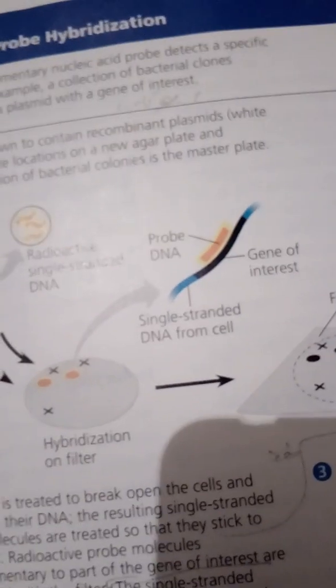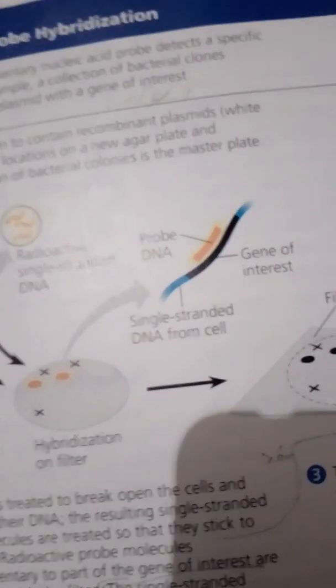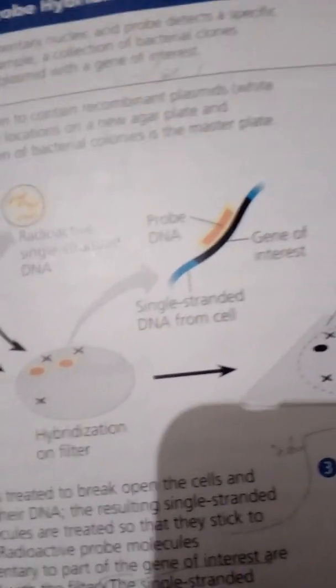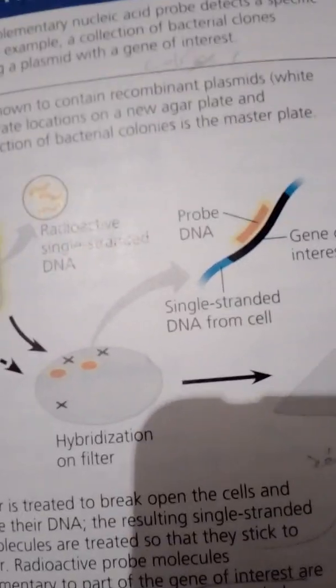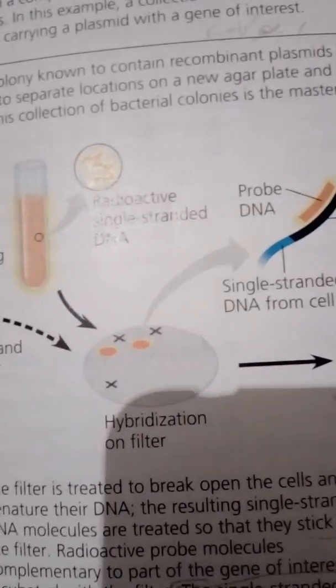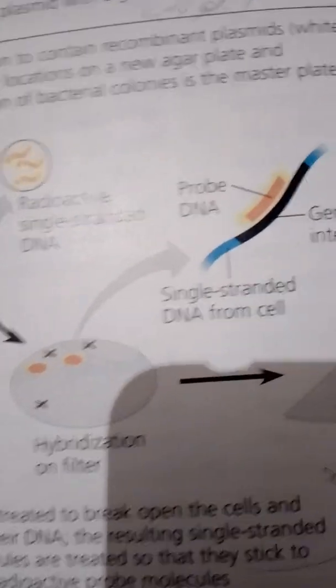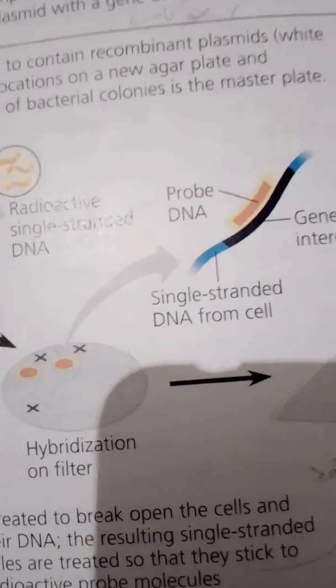Once we've identified the location of a colony carrying the desired gene, we can grow some cells from that colony in liquid culture in a large tank and then easily isolate large amounts of the gene. Also, we can use the cloned gene itself as a probe to identify similar or identical genes in DNA from other sources, such as DNA from other species.